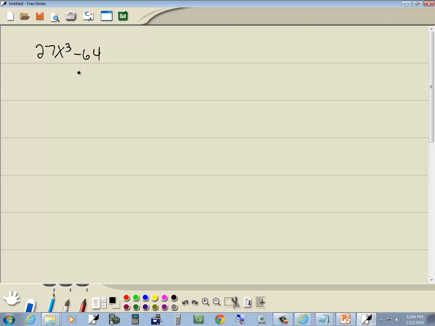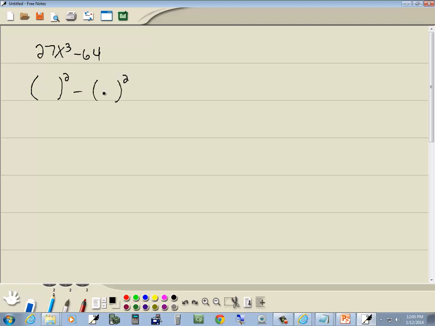Grouping needs four or more terms, that doesn't fit. PSC and key number both need three terms, that doesn't fit. Difference of two squares needs two terms and a minus sign, that fits. So let's try it. Try to write this as something squared minus something else squared.